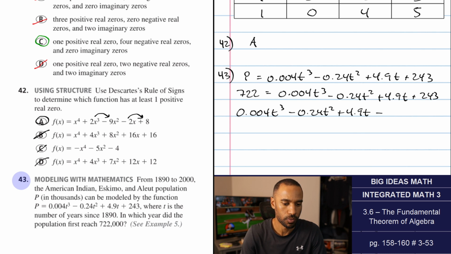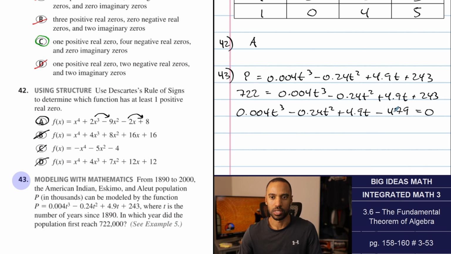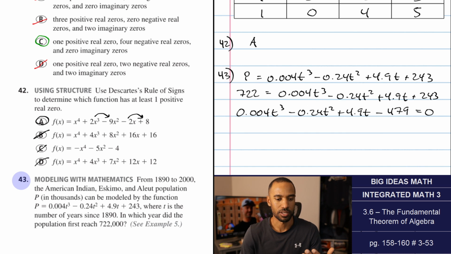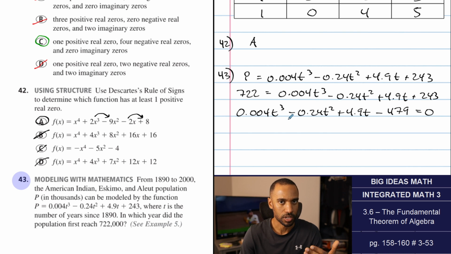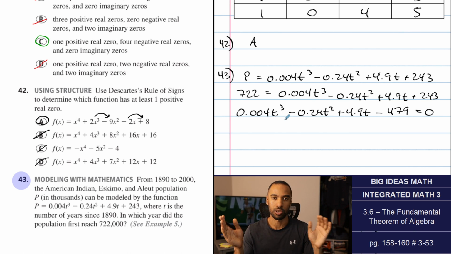722, so 243, let me go to the calculator now. 243 minus 722, negative 479. Okay, I am going to write an equation y equals this, and we want to find out where it crosses the x-axis. We want our time to be a positive number, 0 or positive. It needs to be somewhere between 0 and 110, because those are the years from 1890 to 2000.